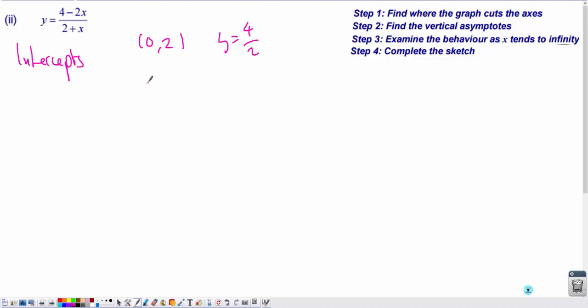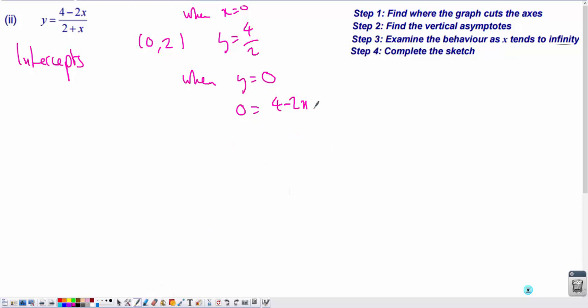So when x equals 0, y equals 4 over 2, so that gives you this coordinate. Next, to find my x-intercept, that's when y equals 0. When y equals 0, I've got 0 equals 4 minus 2x over 2 plus x. Now the denominator doesn't matter, because if 0 is equal to a fraction, the numerator must be equal to 0.